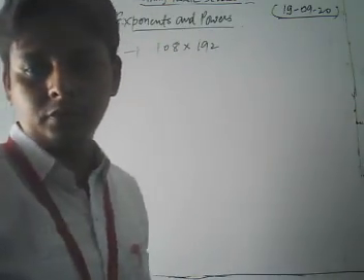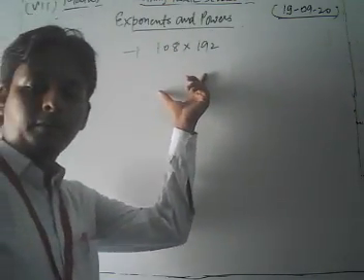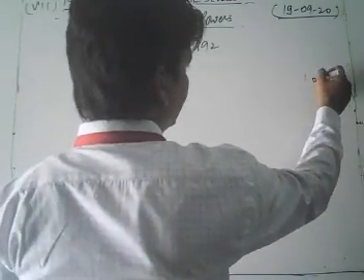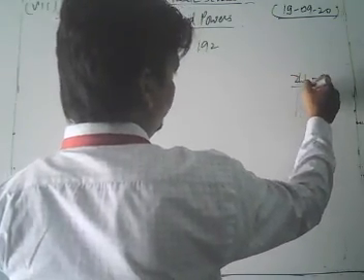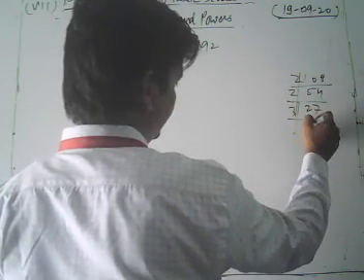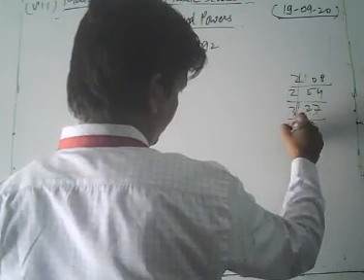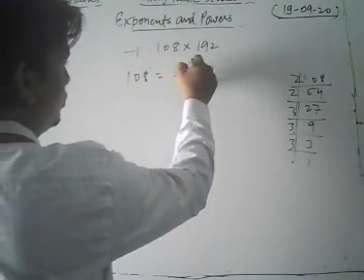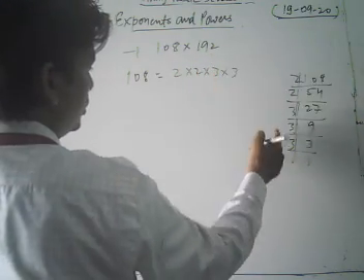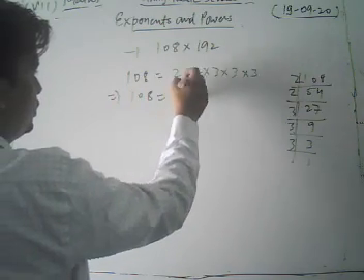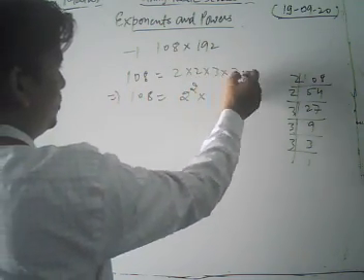So first of all we do prime factorization. Now first of all we take 108. In this way, let's see. 2 fives are 10, 2 fours are 8, then 3. Okay, so we can write 108 as 2 into 2 into 3 into 3 into 3, and then again we apply the laws of exponent. So we get 2 power 2 into 3 power 3.